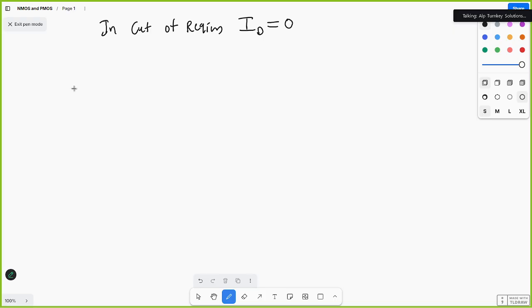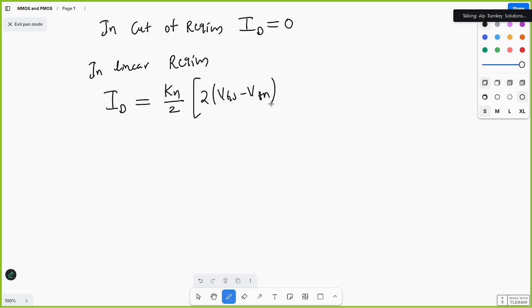Next, in linear region, ID equal to Kn by 2 into (VGS minus VTN) into VDS minus VDS square. And Kn equal to mu n COX W by L.